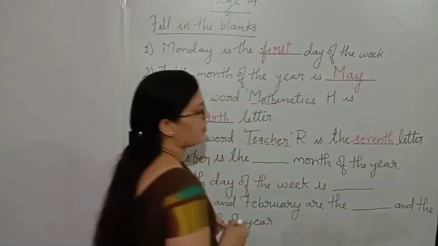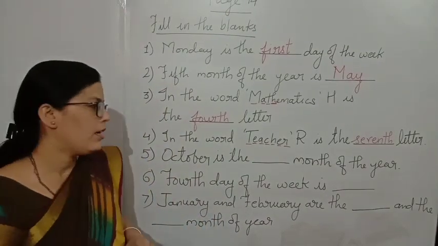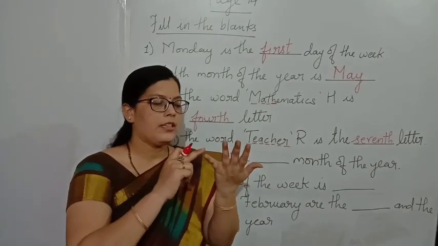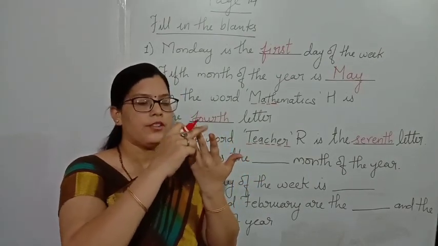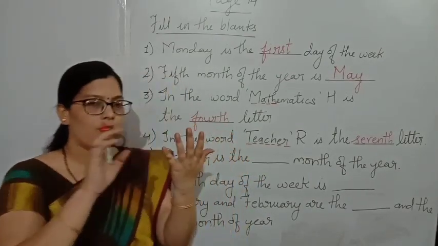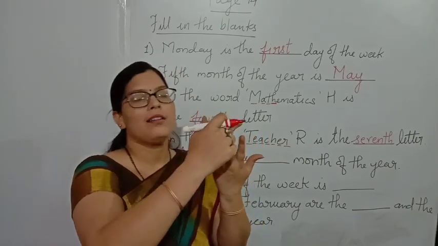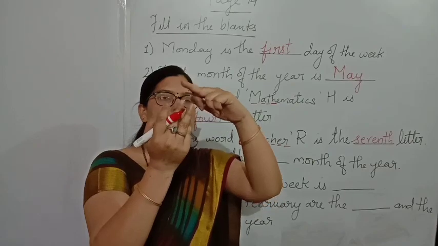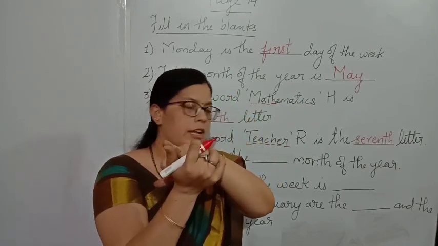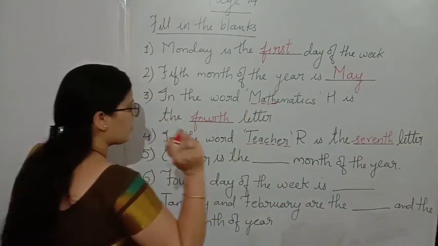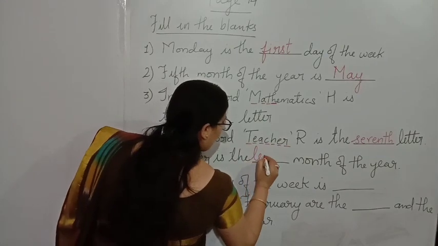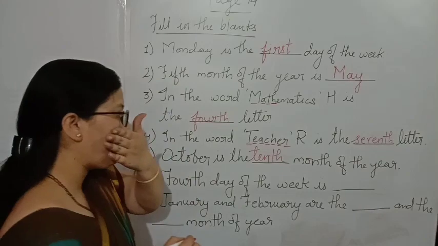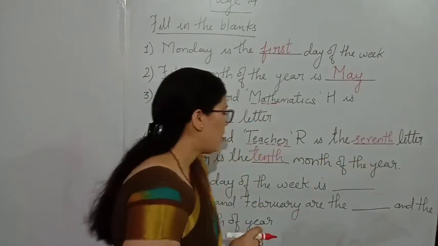Now fifth again: October is the dash month of the year. Now see again: January, February, March, April, May, then June, July, August, September, October. So it is at the 10th position. October is the 10th month of the year.